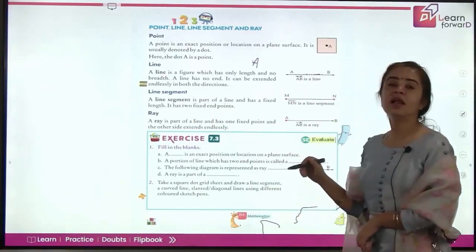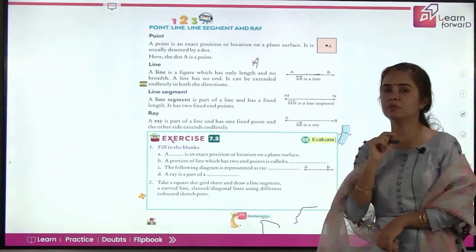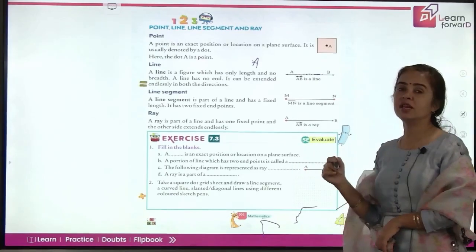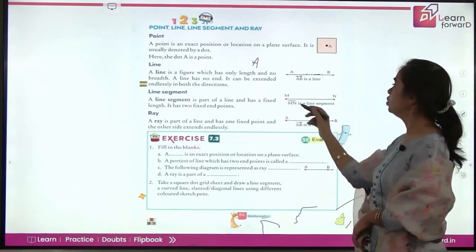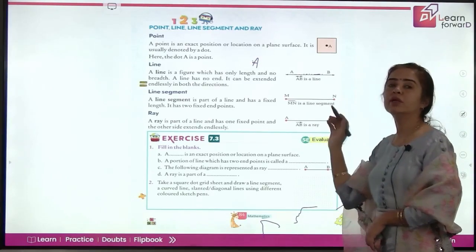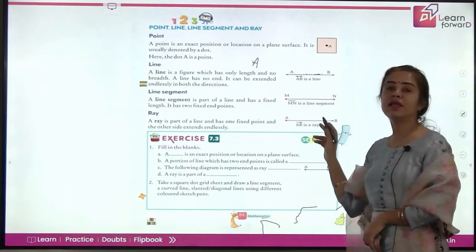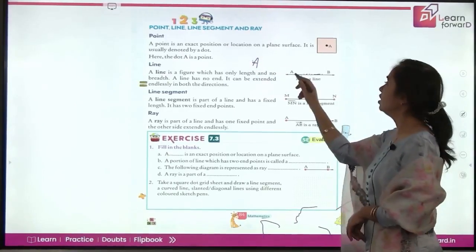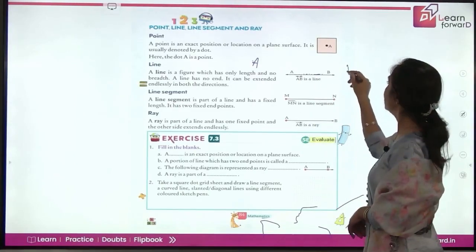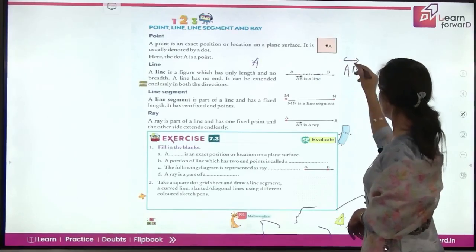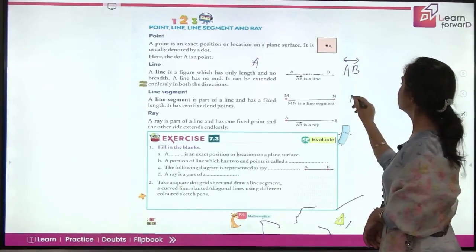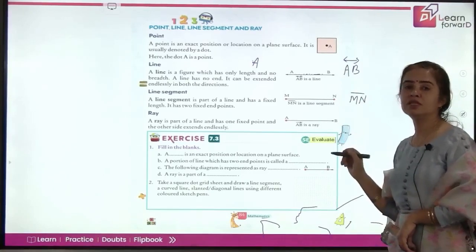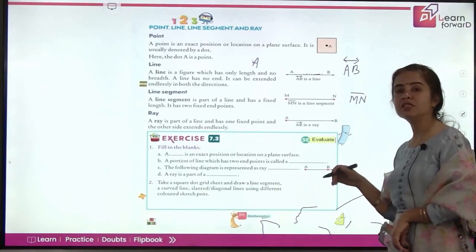Now the next is line segment. Segment means part of something, and here they are saying line segment. That means it is a part of a line. It has got a fixed length and it has got two fixed points also. So if you get 2 points, you join them, you get a line segment, and it has got a fixed length. Now just like I said, point A, this identifies what is the point. Similarly, when you have AB as the line, you write it as A, B, and over it you draw like this. And when you talk about line segment, you write MN and just draw line segment over it. So if you do not put arrows, it means it is a line segment. If you put arrows on both the sides, it means it is a line.